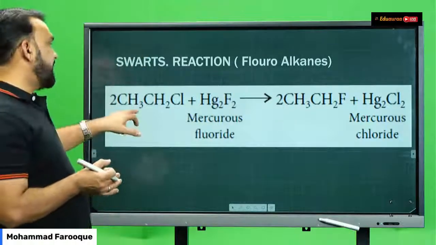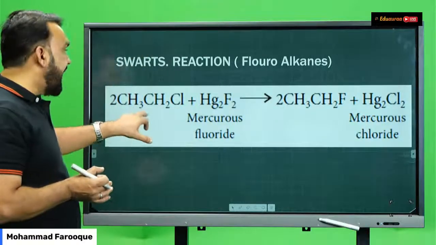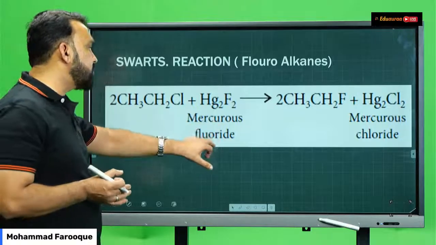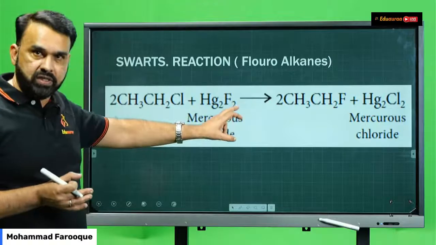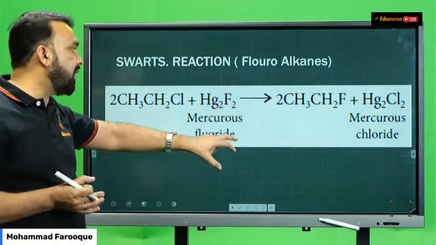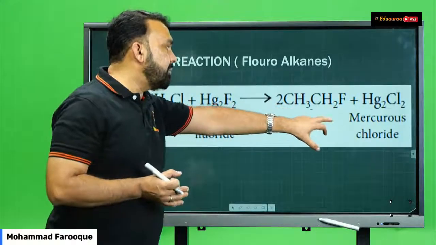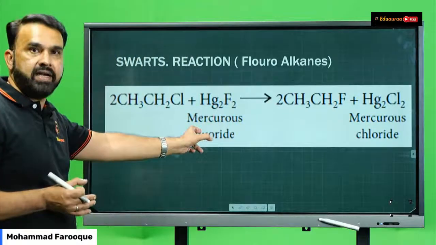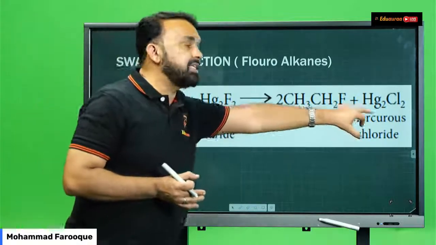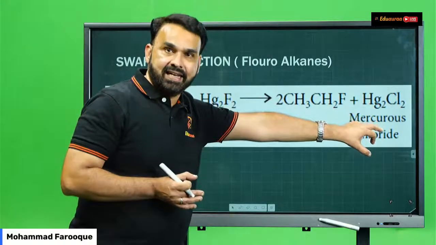Here you see that an alkyl chloride, that is ethyl chloride, is made to react with mercurous fluoride, or you can take silver fluoride here, AgF also, students, to give you what? Ethyl fluoride plus mercurous chloride. If I take AgF over here, what will I get? I will get ethyl fluoride plus AgCl, right, students?